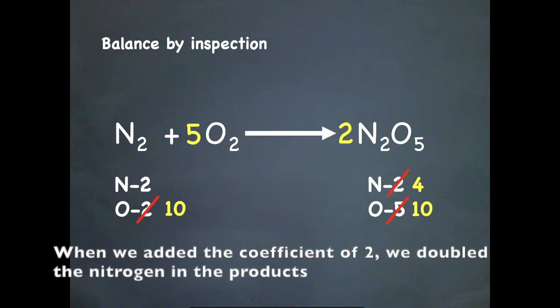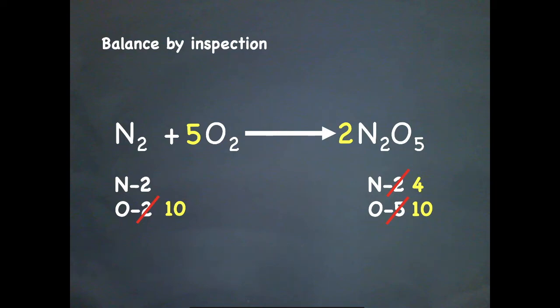By adding a coefficient of 2 to the dinitrogen pentoxide, we have not only doubled the amount of oxygen atoms, we have doubled the amount of nitrogen atoms on that side. So now instead of having 2 nitrogens, we have 4. In order to balance this equation, we need to make sure we have 4 nitrogens in the reactant side. If we put a coefficient of 2 in front of the nitrogen molecule, that will give us 4 nitrogens on the left-hand side of the equation.